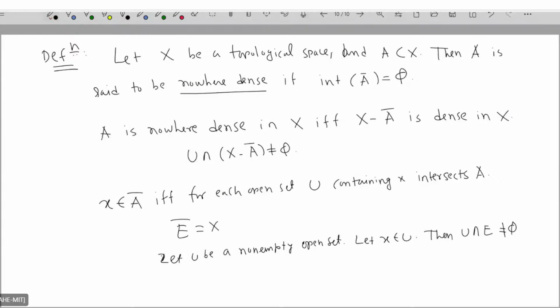Because if U is the interior of A closure, obviously interior of A closure is a subset of A closure, so it cannot be in the other part. So this implies that the interior of A is an empty set. Why interior? Choose a point in the interior, then you will have an open set containing that point, and it will be in the interior of A closure because it's an open set. So interior of A closure is empty, therefore A is nowhere dense.